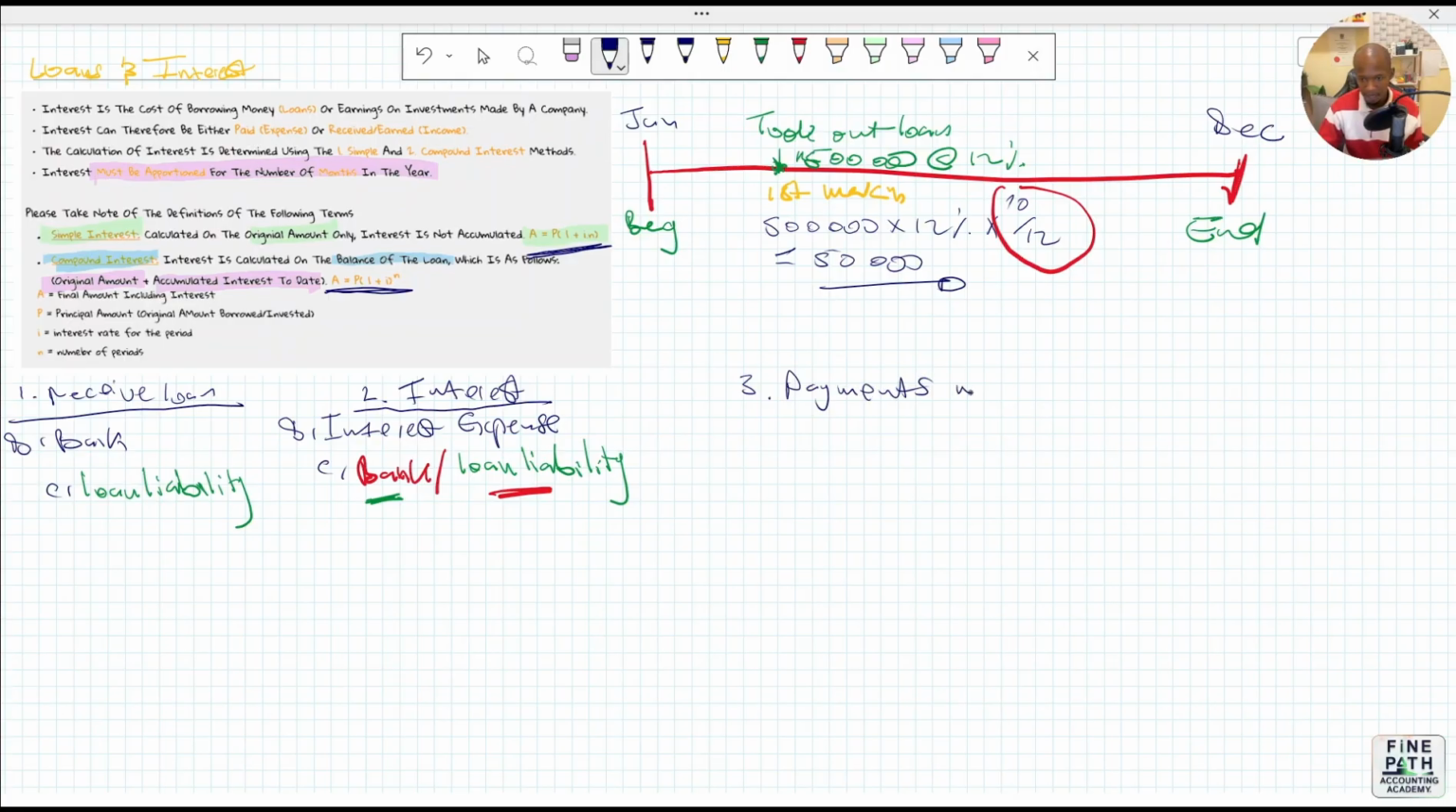Payments made. So when we are making the payments now, it means that we need to debit our liability and reduce it because it is going down. So here we would reduce our loan liability, and then on the credit side we would have our bank because we are making a payment, right? So dealing with interest is just straightforward like that. You just need to remember, okay, this is what would happen and which financial statement it would affect.